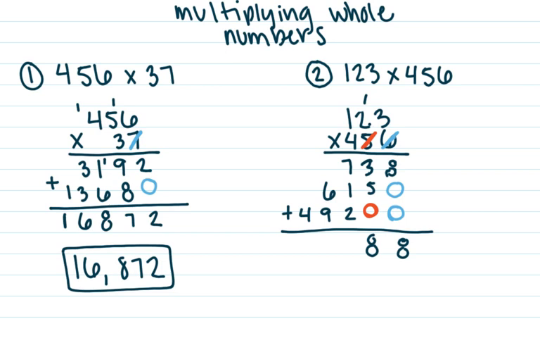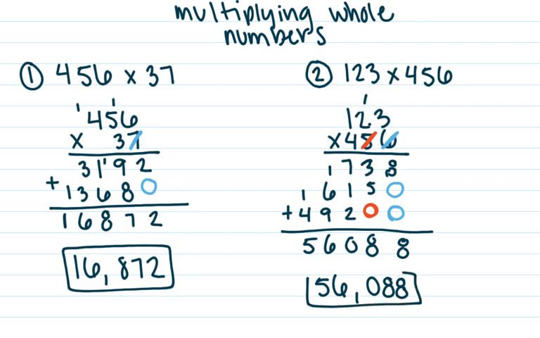Here, 7 plus 1 is 8, plus 2 is 10. Carry your 1. 1 plus 6 is 7, plus 9 is going to be 16. Carry my 1. And 1 plus 4 is 5. So my final answer is going to be 56,088.